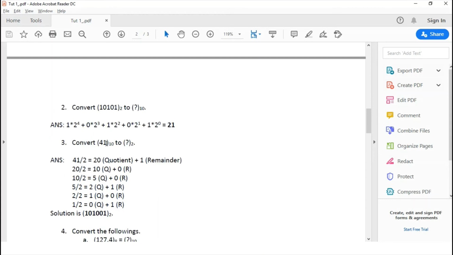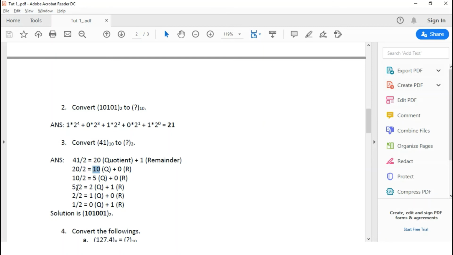Okay, so let us start from 41. First of all, 41 divided by 2, because we want to go into the binary number system. So 41 divided by 2 means 20 will be the quotient and 1 will be the remainder. That means 20 multiplied by 2 is 40, so 1 will remain, which we call the remainder. Now we take that quotient again and divide by 2. So 20 divided by 2 is 10 as the quotient and the remainder is 0. Again we take the quotient 10 divided by 2. So 10 divided by 2 is equal to 5 as the quotient. Again the remainder is 0 in this case.